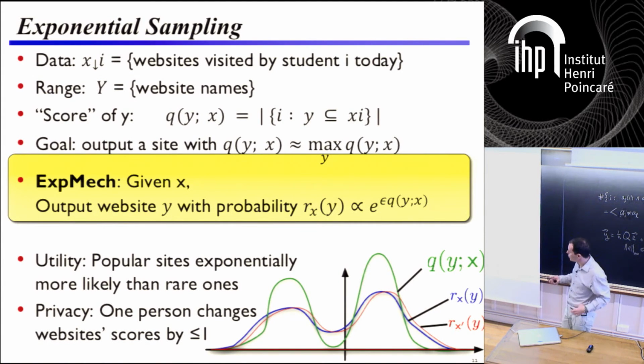So the intuition for the utility of this algorithm is that popular sites are way more likely than rare ones. Hopefully, what we're getting is some curve that's correlated to the thing we're trying to optimize. And from the privacy point of view, one person's data can affect all of the scores, but by at most 1 each. So looking at the form of this probability distribution, the multiplicative change in the probabilities should be small. And indeed, that's the case.